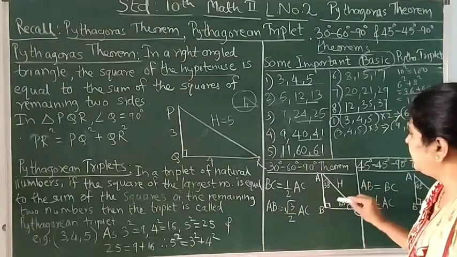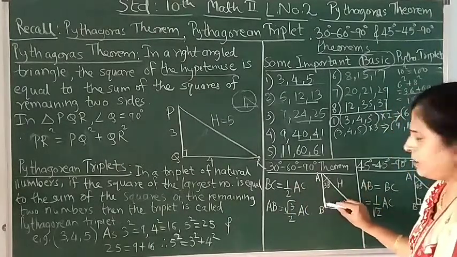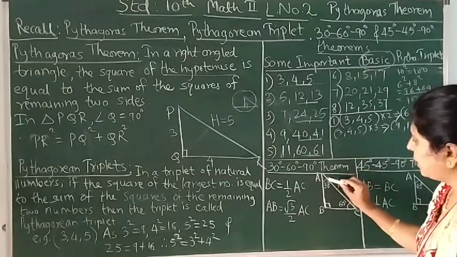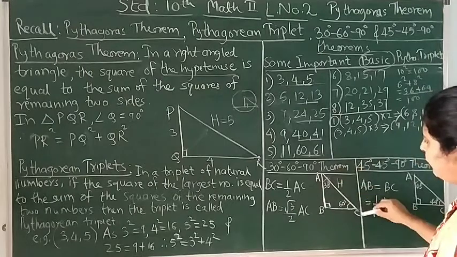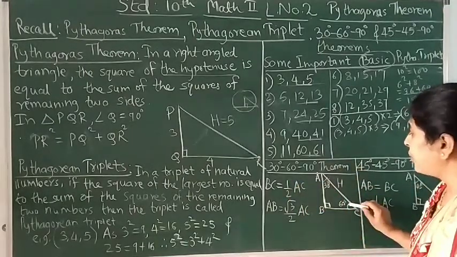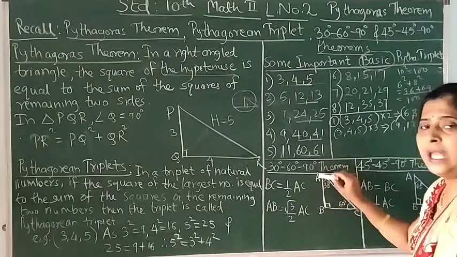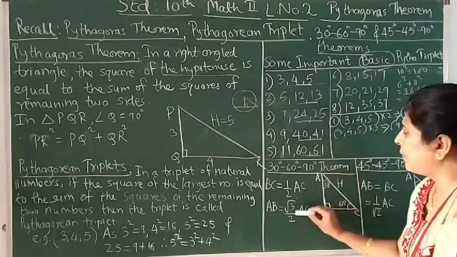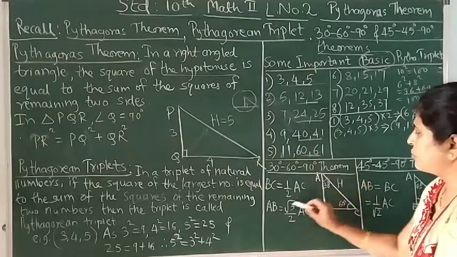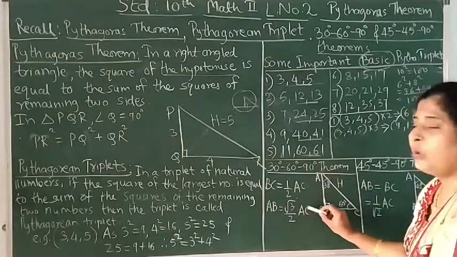Now here in this case, angle B is right angle, so AC is going to be the hypotenuse. So the side opposite to 30 degree, that is BC, is half of the hypotenuse. So BC is half of AC. And the side opposite to 60 degree, that is side AB, is root 3 upon 2 times your hypotenuse. So AB is equal to root 3 upon 2 AC.